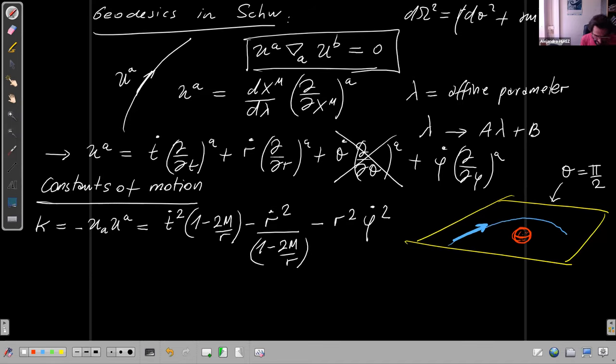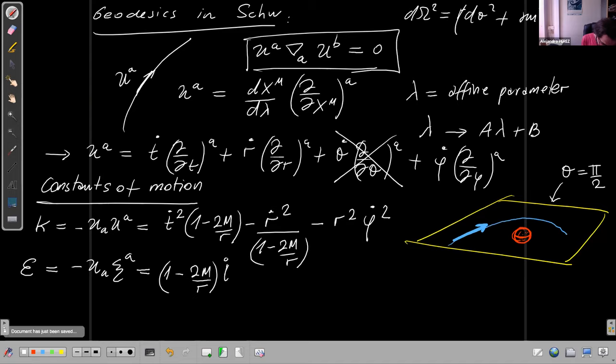The next one, we'll use isometries. This first one is a trivial one, not related to isometries. But now we use isometries. According to our little lemma, the inner product between the geodesic tangent vector and the timelike Killing field, the one associated to stationarity, will have to be conserved. I put the minus sign because this will be interpreted as energy, and energy we like to be positive. Energy of what? I'll tell you in a moment. This is given by 1 minus 2m over r times t dot.